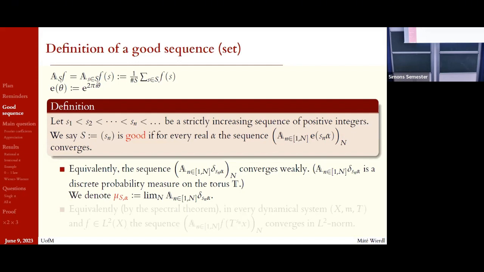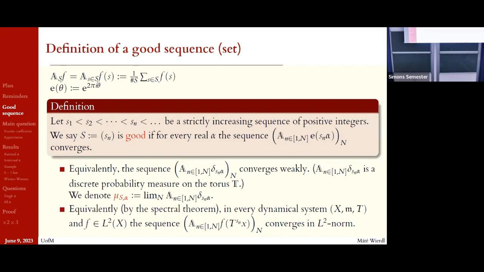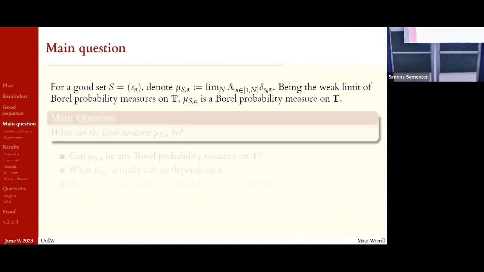So here it is. Also equivalently, because this is how we started out with, and this is the last time I talk about ergodic averages: by the spectral theorem, in every dynamical system and F in L2, the sequence of ergodic averages along the sequence S_n converges in L2 norm. So this is just a reminder of the previous things, and I'd like to mention that, being the weak limit of Borel probability measures on T, mu S alpha is a Borel probability measure on T. So the limit measure is that.